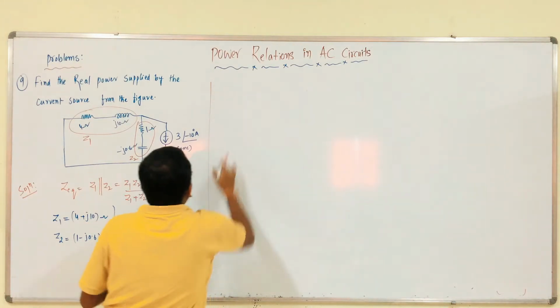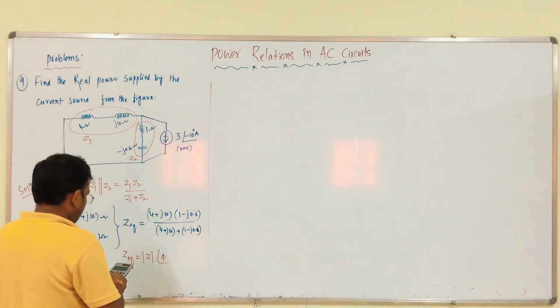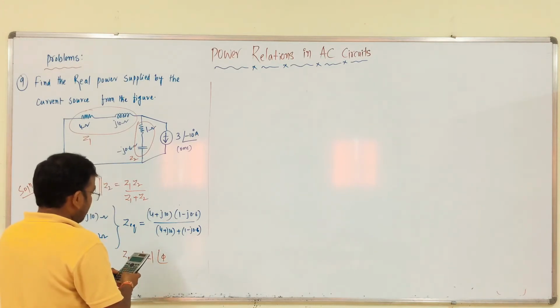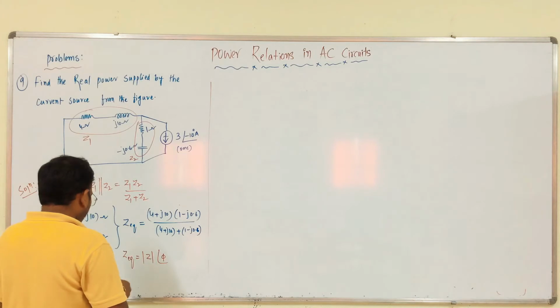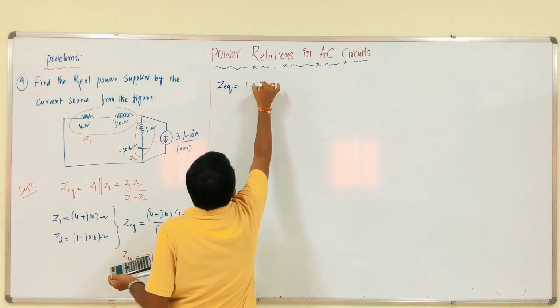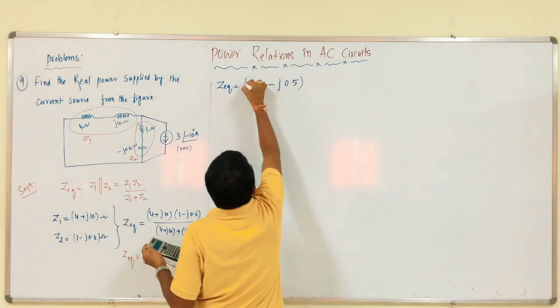Okay. So, from this we are having 4 plus 1, 5, plus j9.4. We can get 1.071 minus j0.5. This is the value of Z equivalent.